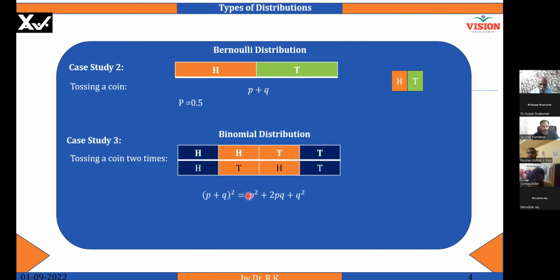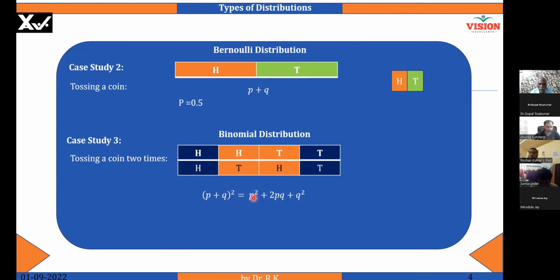Clear? Yes, sir. What is (p plus q) whole squared? p squared plus 2pq plus q squared. Understood? This is called the binomial formula. Why do we call it binomial? Only 2 terms are there. If I am going to toss 3 times, what should I put? (p plus q) to the power of 3. If I toss 100 times, I should put (p plus q) to the power of 100. Anyway, we will see this later.